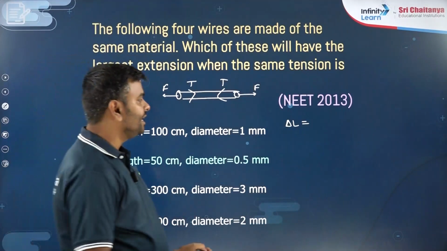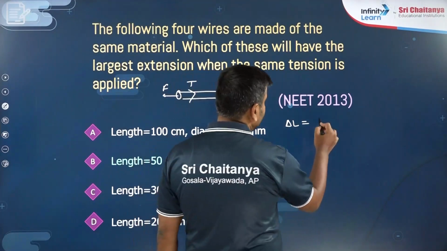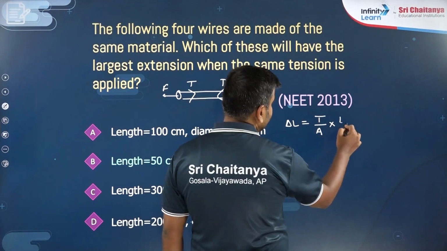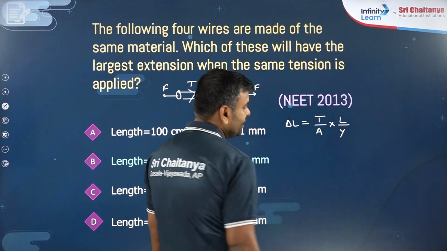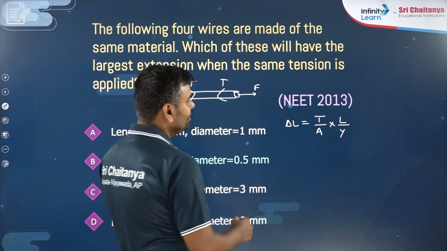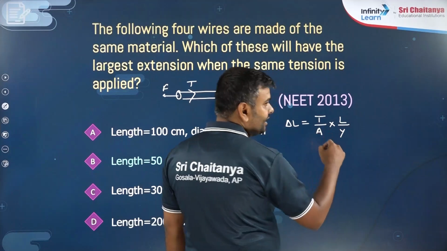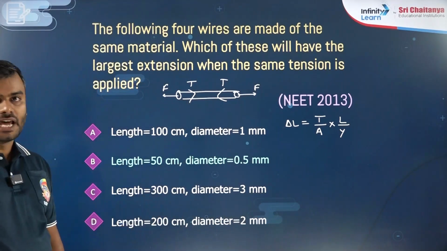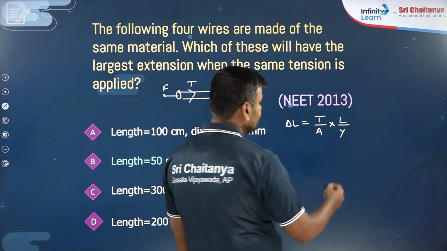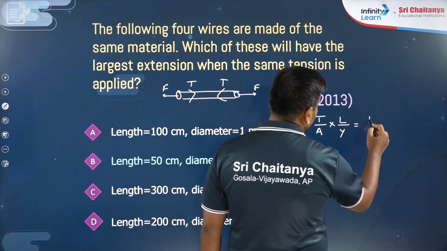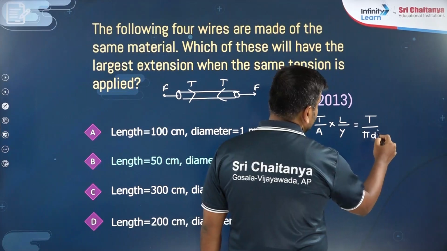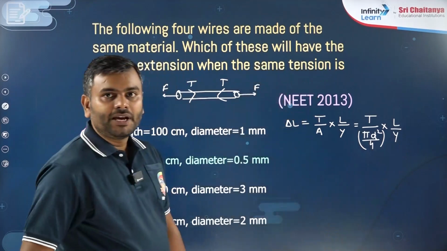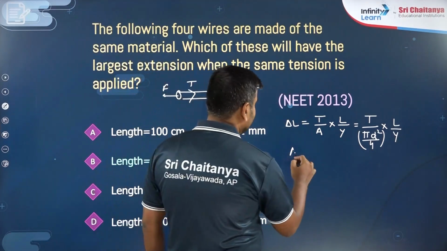We have already understood that delta L will be calculated as the tension divided by area, which is stress, multiplied by the length divided by the Young's modulus of elasticity. Now in this situation, they have given the diameter for all the 4 wires. So how can we write the area of cross section in terms of diameter? This comes out to be T divided by pi d square by 4, into L by Y.